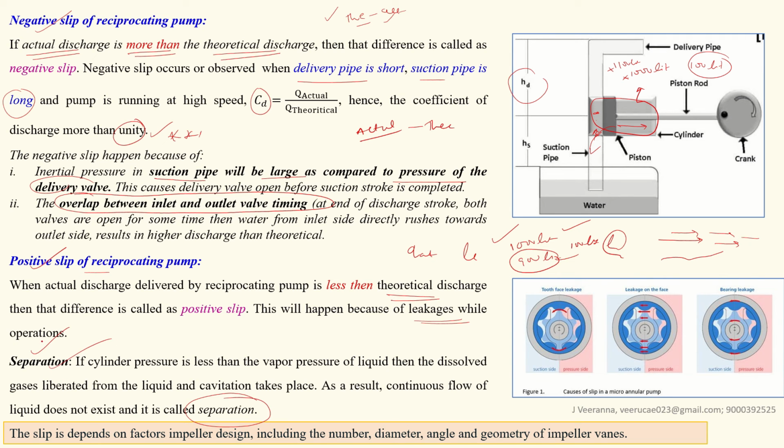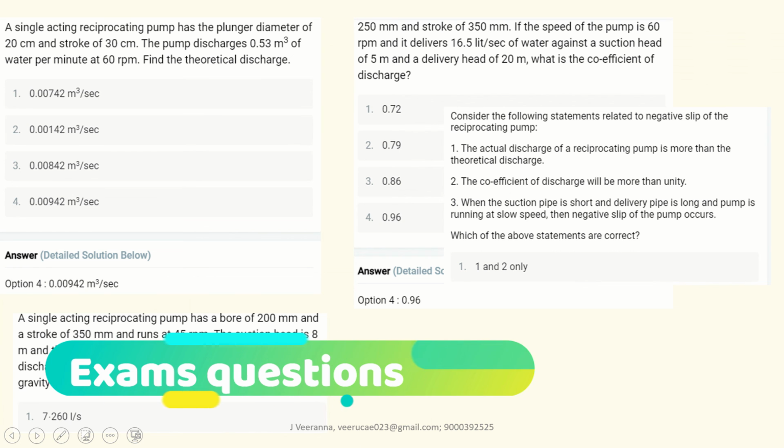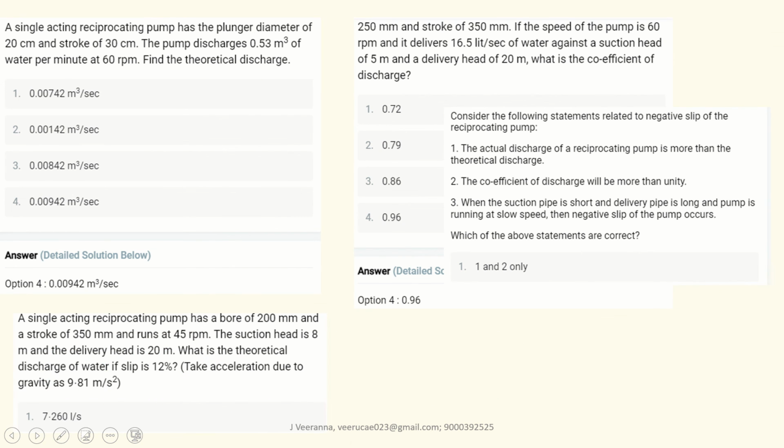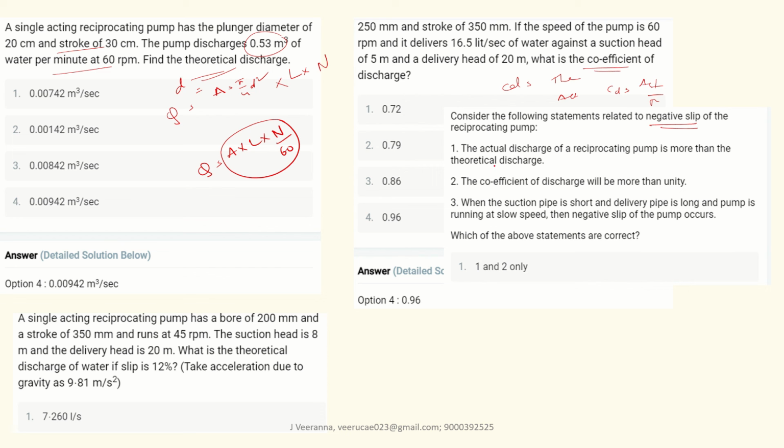Slip depends on the design, the diameter of the piston, angle, geometry, and all such conditions. Now, which type of example comes? The discharge of the reciprocating pump is more than theoretical. Is this statement correct or wrong? Yes, this is correct. In negative slip, the actual discharge is always more than the theoretical discharge, and the coefficient of discharge is more than unity. This is also true: when the suction pipe is too short, the delivery pipe is long, and it is running at low speed, negative slip of the pump occurs.